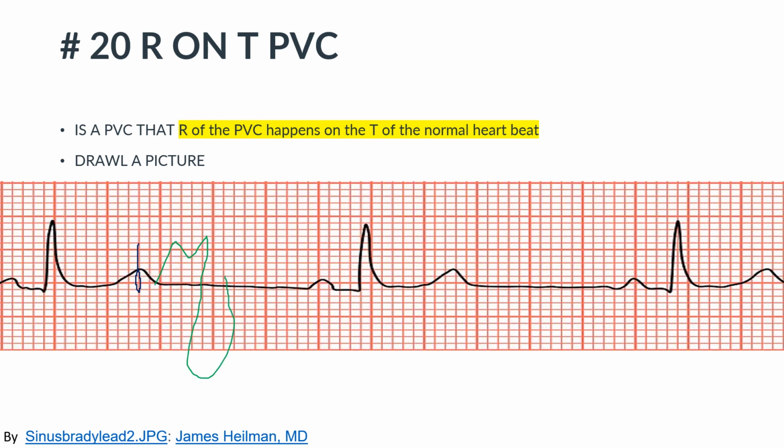We got my QRS from my PVC. As you see, it's wide and bizarre because it doesn't look right. Now one of the reasons why we care about this is it sets us up for our next rhythm that we're going to talk about, a Torsades De Pointes. This is so dangerous that it can actually kill you.